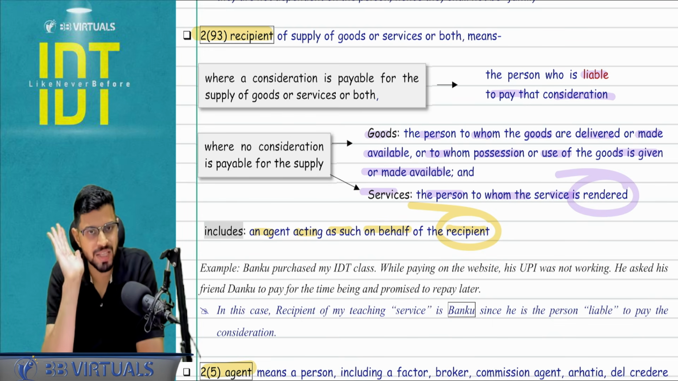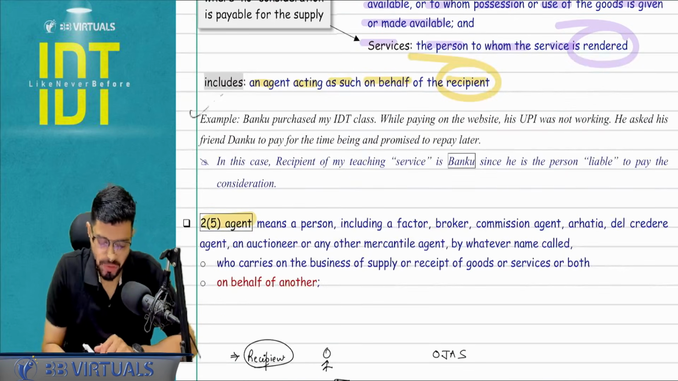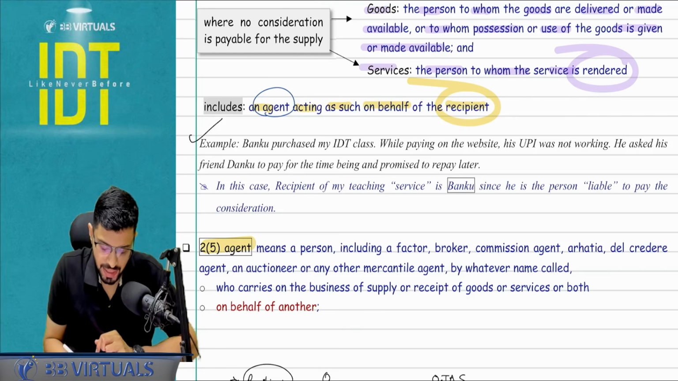Supplier definition we will see tomorrow. Right now it is not required; it will lead to a lot of confusion. The same example I have already given here for self-study students. So we have covered that. Now because we have seen the word agent, let's see what an agent is.